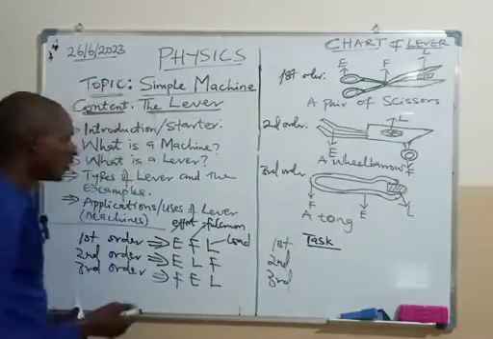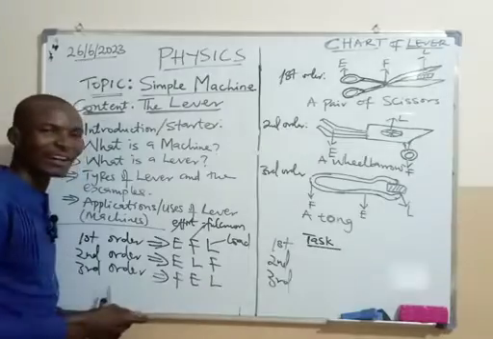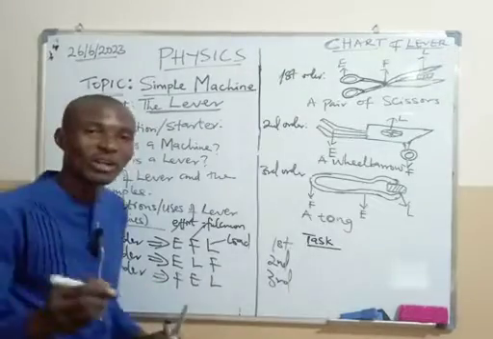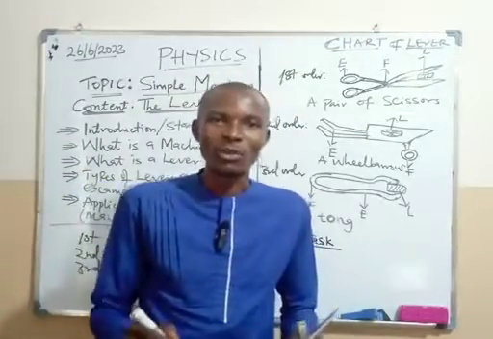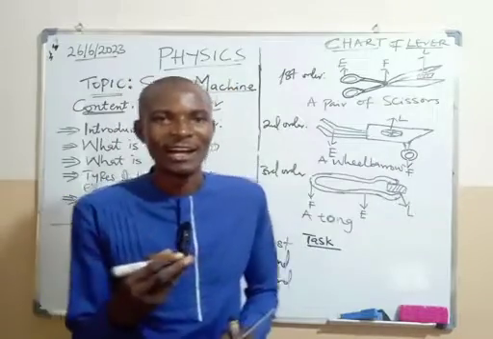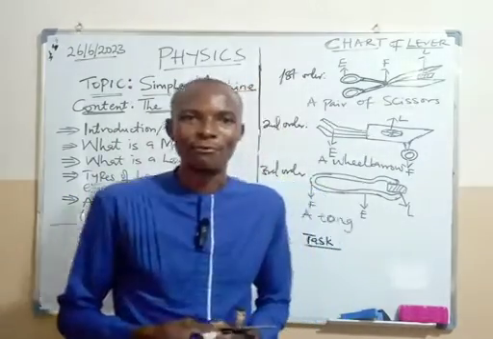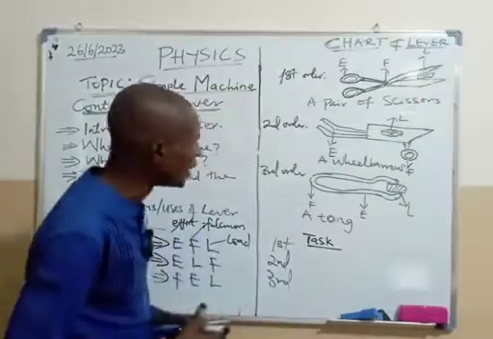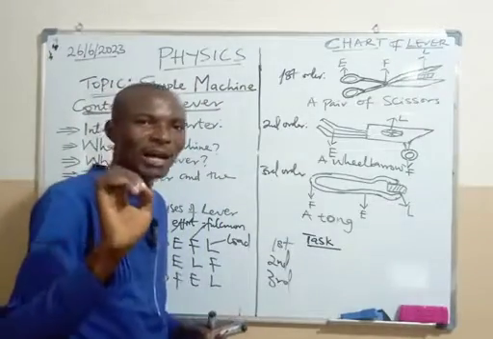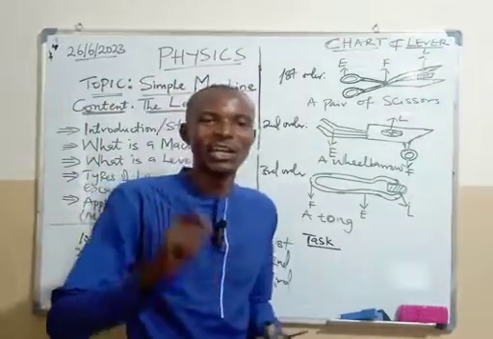Very simple. Now, what is the difference between these classes of lever? The difference lies in the arrangement of the three basic components of a lever. The components are the what? The fulcrum, effort, and load. The fulcrum is the pivot point, then the effort, and the load.